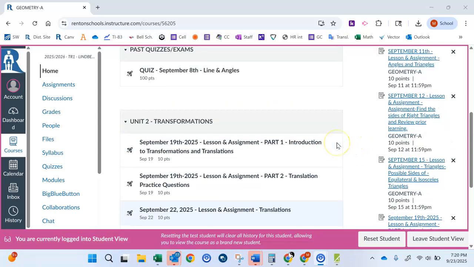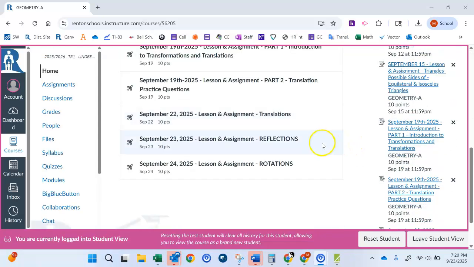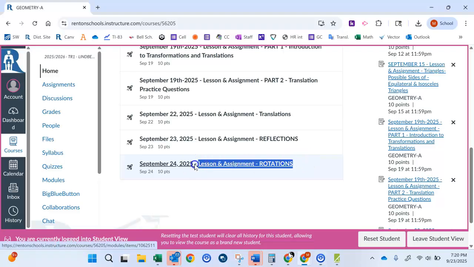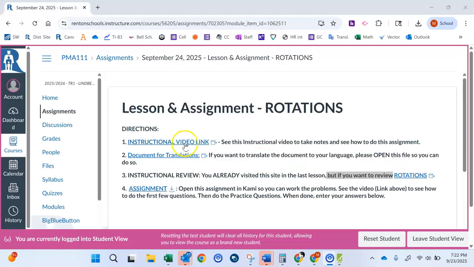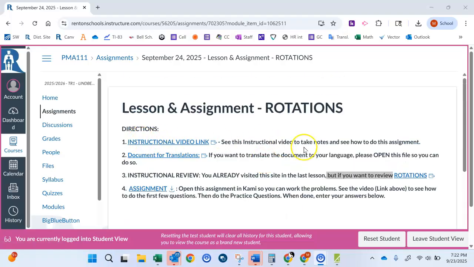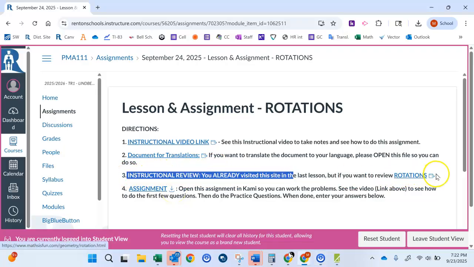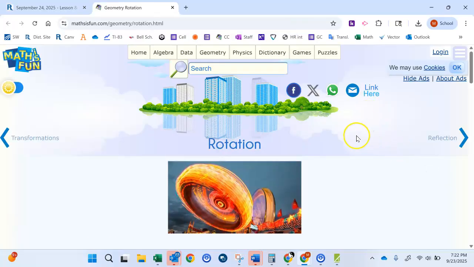All right, we are doing a lesson on rotations today. So go ahead and open this assignment here. Okay, so you're watching the video right now. Here's the document for translations so you can see the assignment in your language. And here's something that I think you already saw. It's about rotation. So let's go ahead and open that up and let's do a quick review.